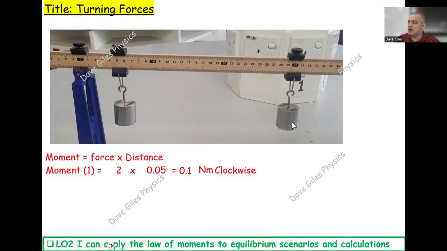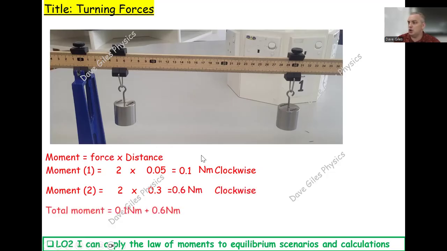We've also got this weight here, which is another 2 newtons. And it's 30 centimeters away, which is 0.3 meters. So it's 0.6 Newton meters clockwise. So the total clockwise moment is 0.1 plus 0.6, which is 0.7 Newton meters clockwise.